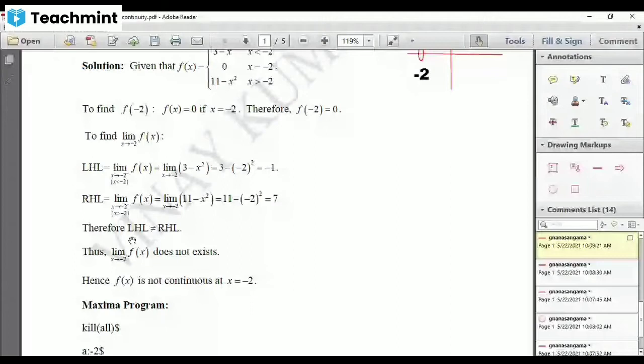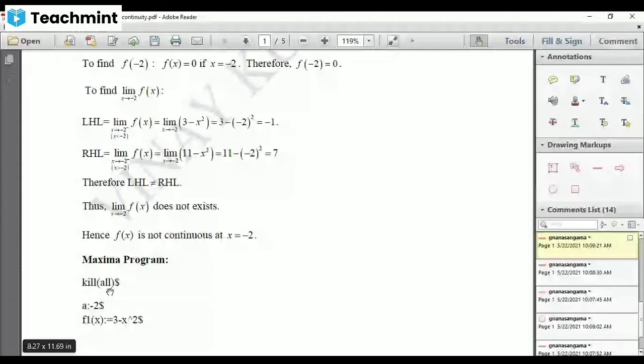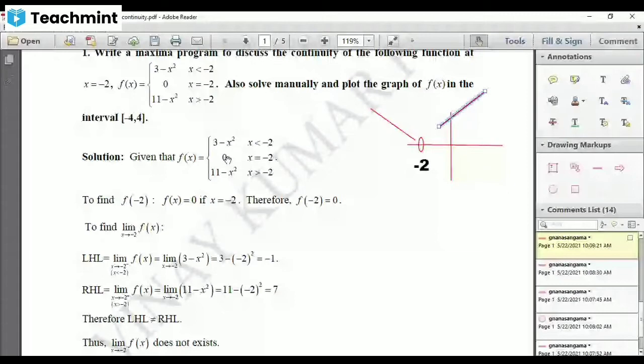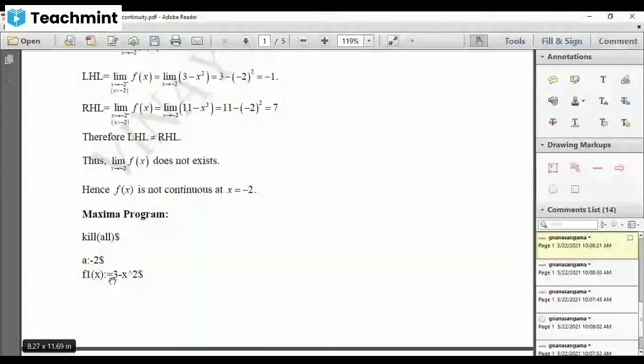Right? Let us write the Maxima program for this. As usual, we start with kill all. Now, what is your a value? -2. Assign the temporary variable a by -2 by using the colon sign. a colon -2. Since there are 3 values for f of x, let me call them f1 of x, f2 of x, f3 of x. So what is your f1 of x? Because it's a function, you have to use colon with equal sign, the functional assignment operator. 3 minus x cap 2. I don't want to display this, so I'll put a dollar sign.